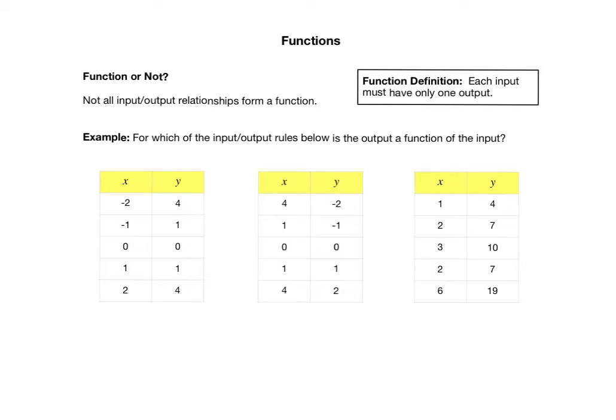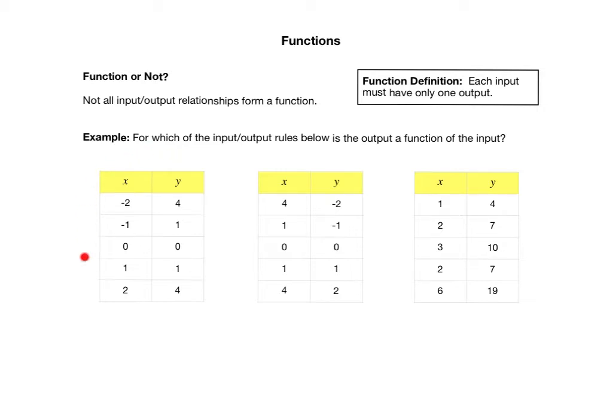In our previous screencast on functions, we've emphasized the notation associated with functions. However, we cannot forget that not all relationships between inputs and outputs are functions. To be a function, each input has to have only one output. It must have only one output to go with it. So what we want to do in this screencast is look at some input-output relationships and see if we can figure out if the output is a function of the input or not. If it's not, then you would not use the function notation.